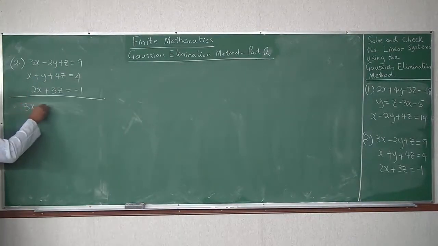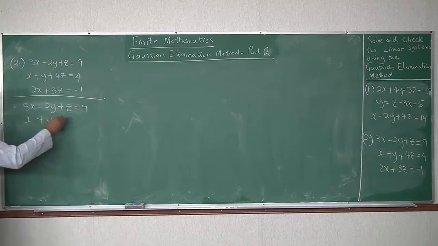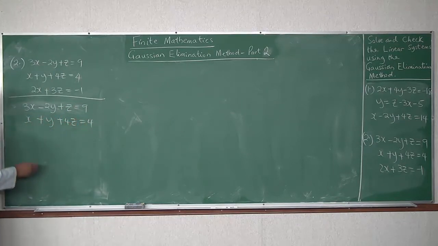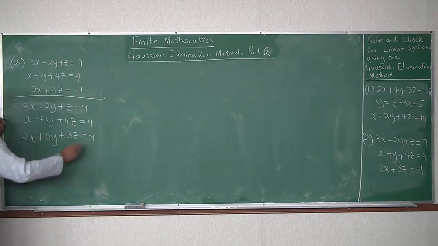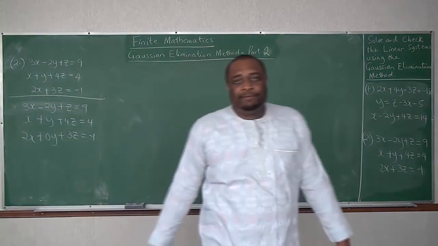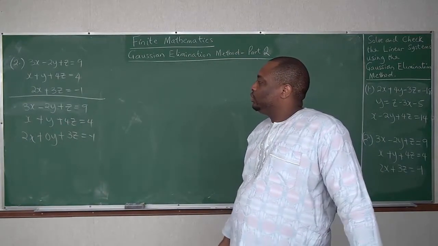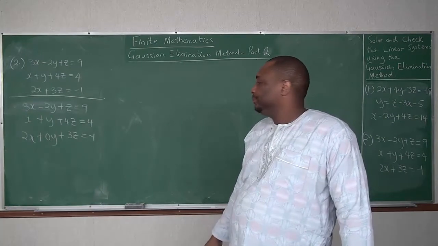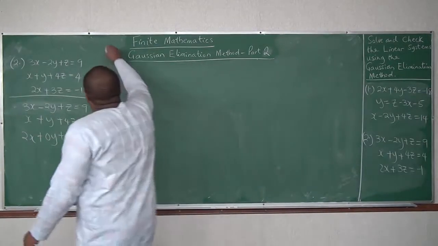We have 3x minus 2y plus z equal to 9. X plus y plus 4z equal to 4. And then 2x, we align this, plus 0y. You assign 0 coefficient. Plus 3z equal to -1. So now they are complete, they are aligned. Let's check whether we can simplify any of them. 3, -2, 1, 9. No, we cannot. Equation 2, 1, 1, 4, 4. No, we cannot. Equation 3, 2, 0, 3, -1. No, we cannot.